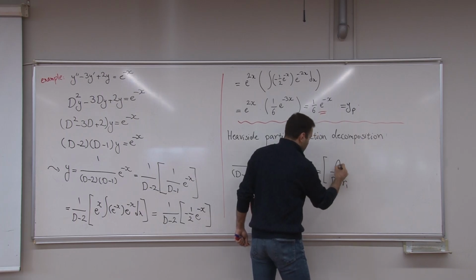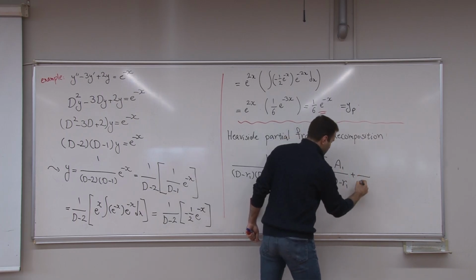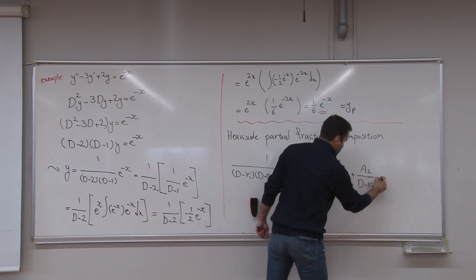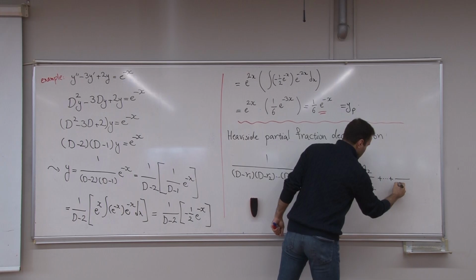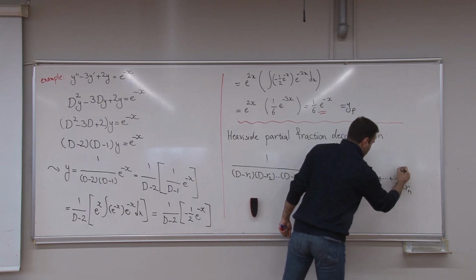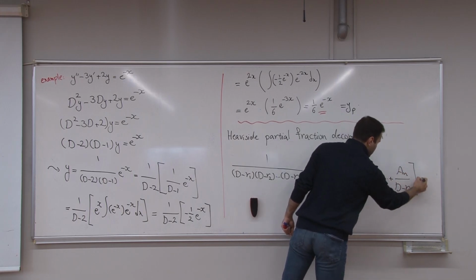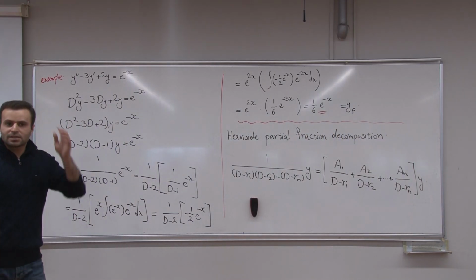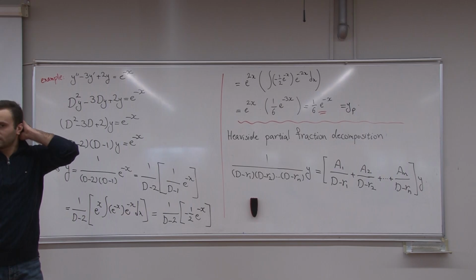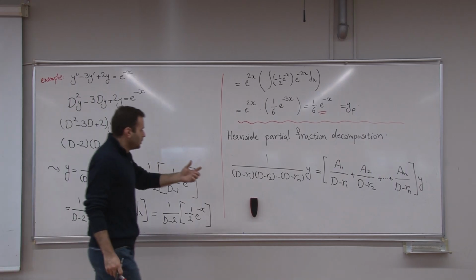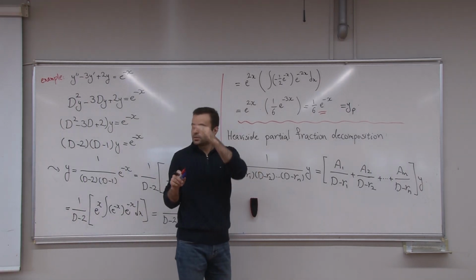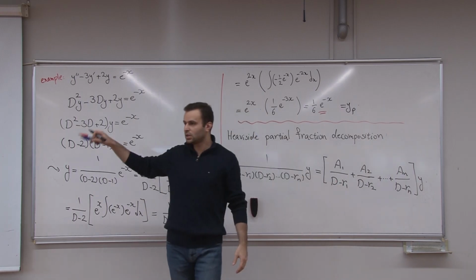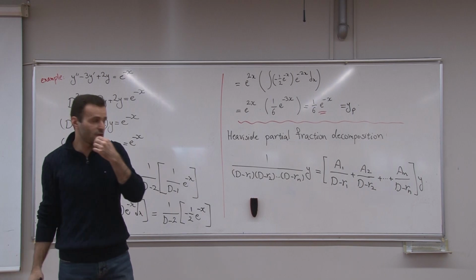d minus r1, d minus r2, d minus rn, an. As in the method of integrating functions, right? We were separating those fractions into its partial fractions and then we were taking integrals. It is again the same thing.